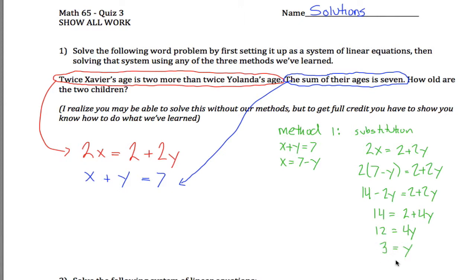And now that you know that y is equal to 3, you jump back up here and you say, well, x was equal to 7 minus y. And I just figured out that y was equal to 3. So really, x is equal to 7 minus 3. x is equal to 4. So there's one way you could do this problem.